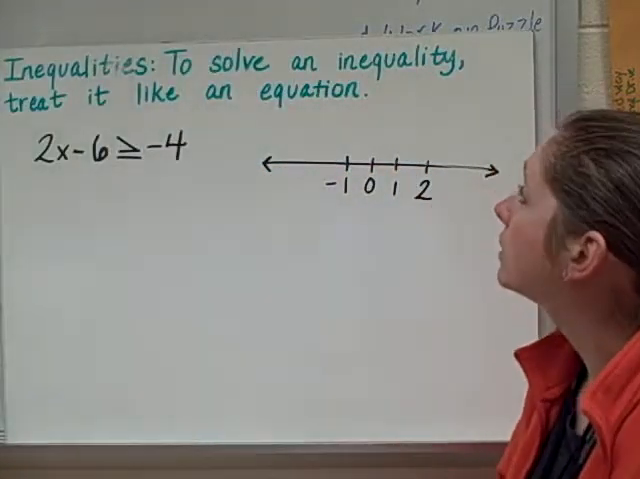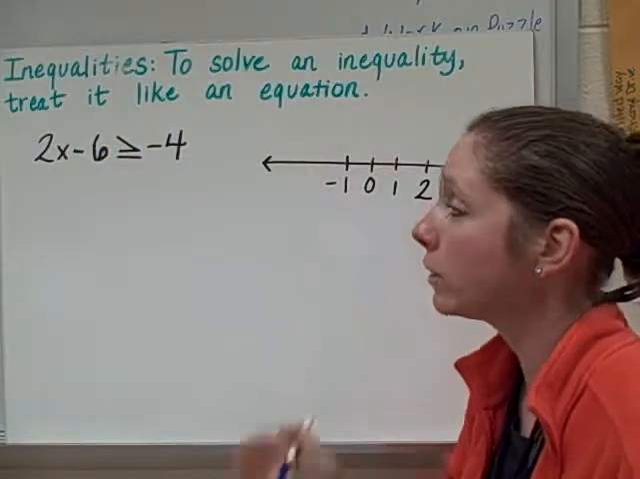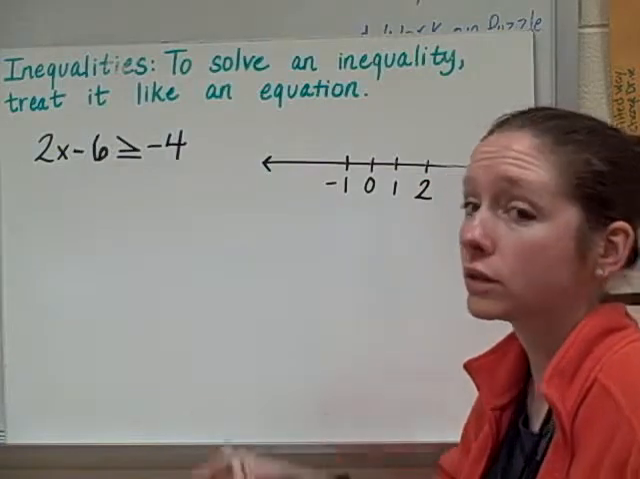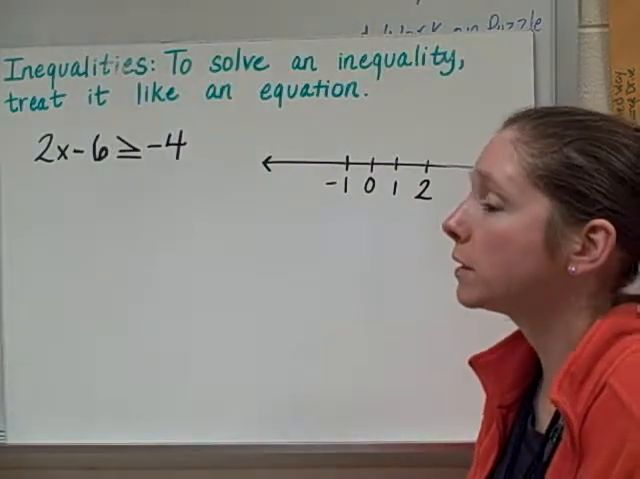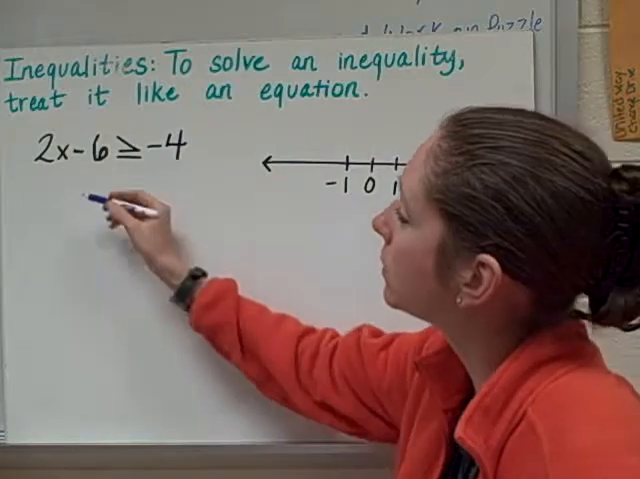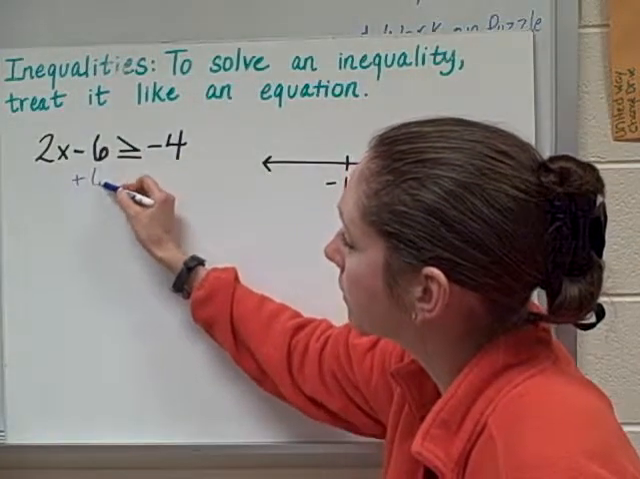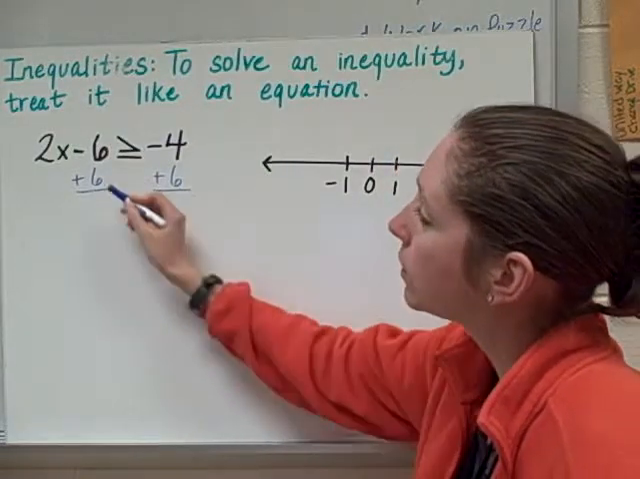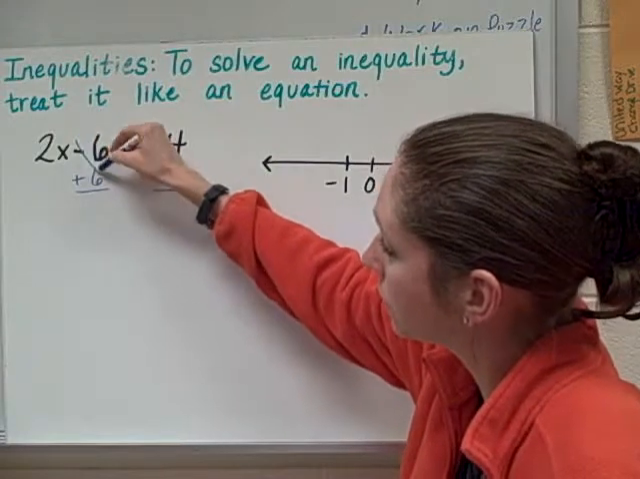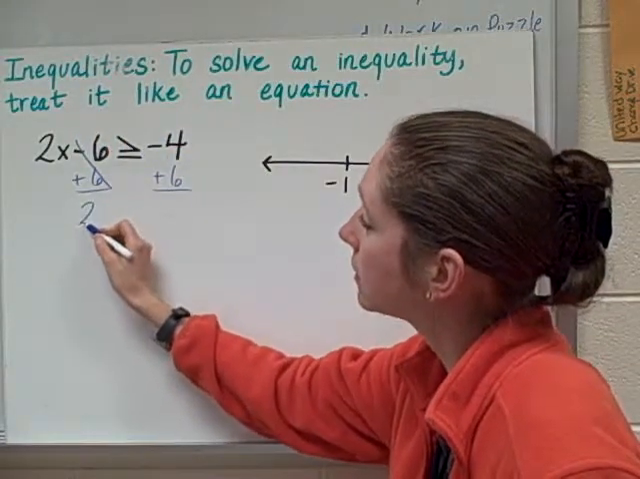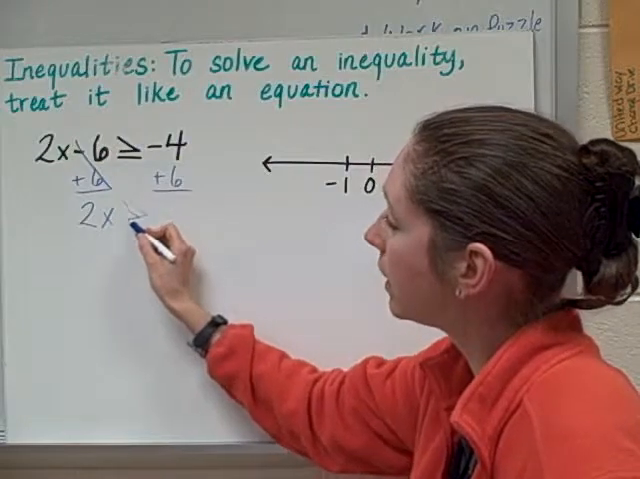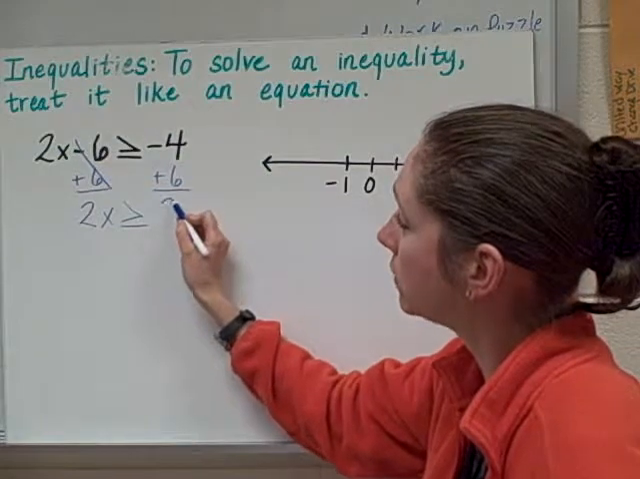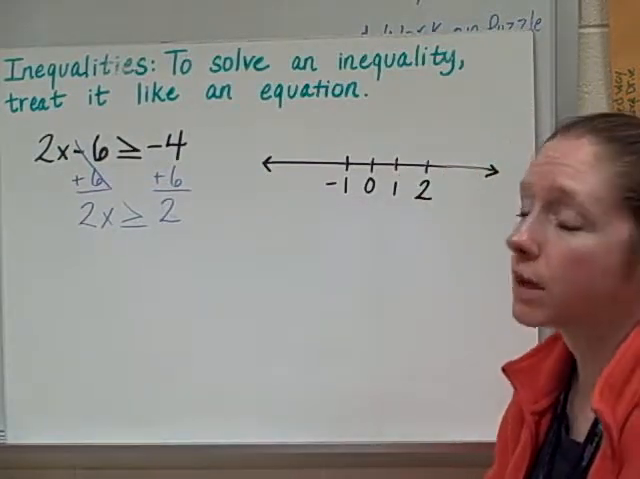When we solve inequalities, we're going to solve them and treat it like we would an equation. So imagine that this was not a greater than or equal to, instead that it was just an equal to. Think about what steps we would do to solve. The first thing I would do is add 6 to both sides. Remember, these make your 0 pairs. These are canceled out. I'm left with 2x is greater than or equal to, now I've got -4 plus 6, which is +2, and now I've got one more step to solve.